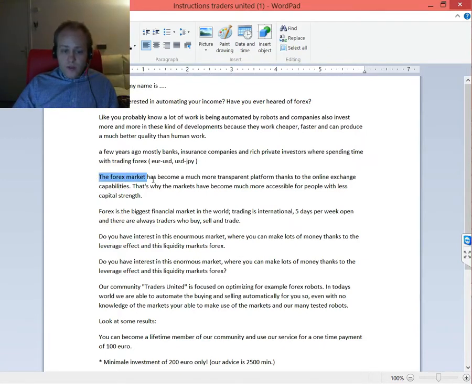So the Forex market has become a much more transparent platform thanks to the online exchange capabilities. That's why the market has become much more accessible for people with less capital strength. Forex is the biggest financial market in the world. Trading is international, 5 days a week, and there are always traders who buy and sell and trade.